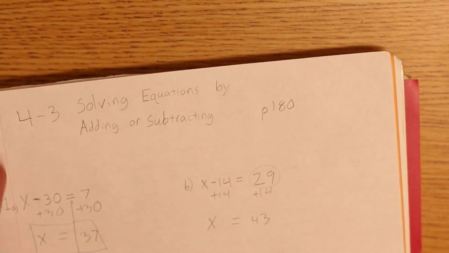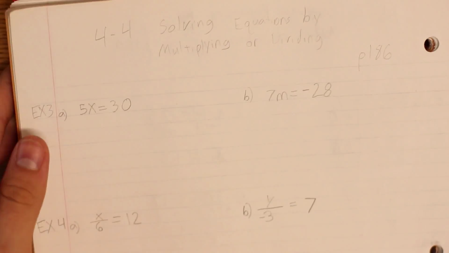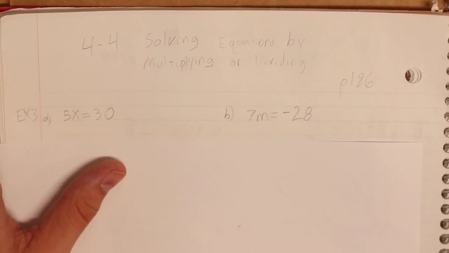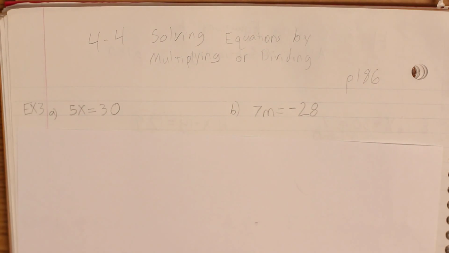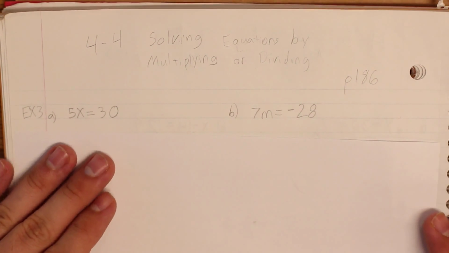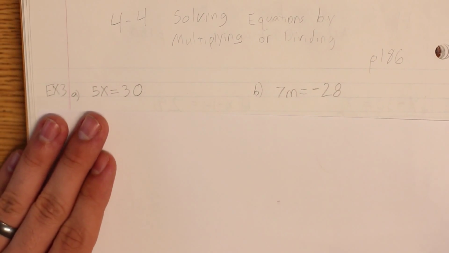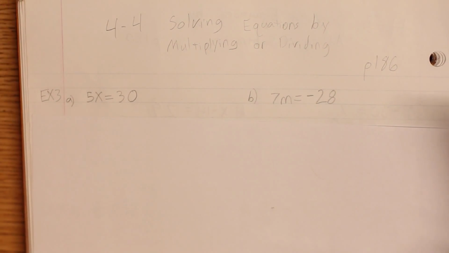All right, let's move on to our last part of our example. We'll move a little bit quicker through this one. This is multiplying and dividing in order to solve equations. So let's get started. Now, in the last section we just looked at, it was adding and subtracting. Adding and subtracting are opposites of each other.